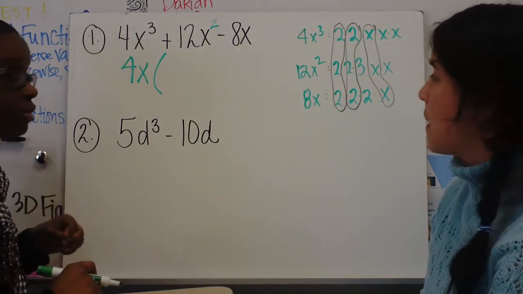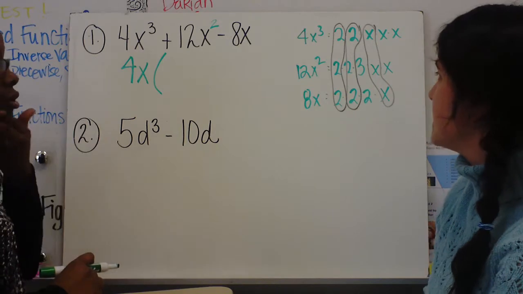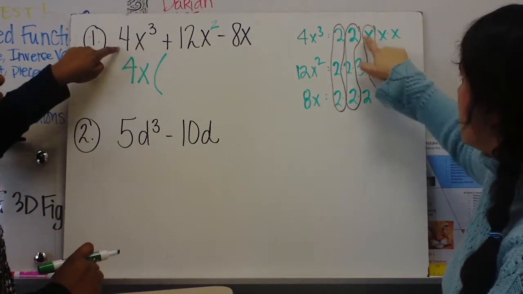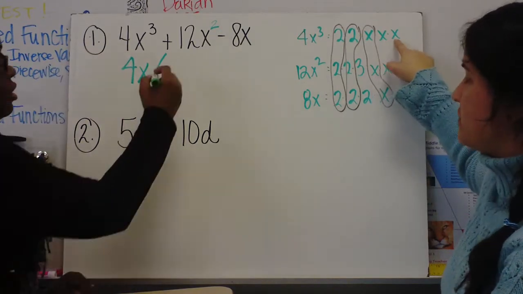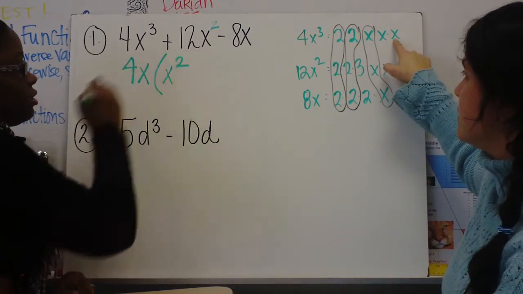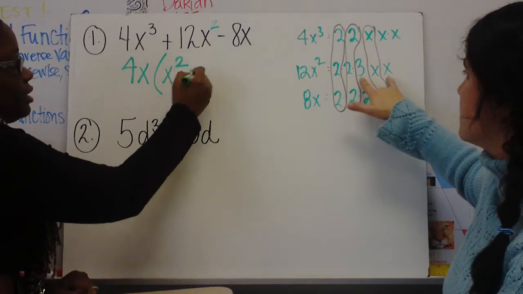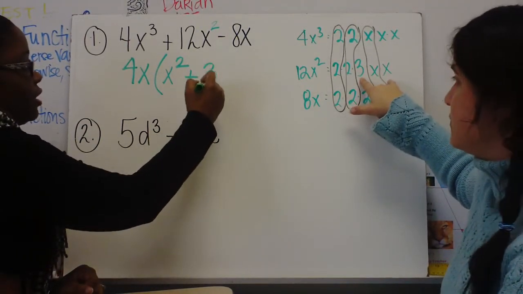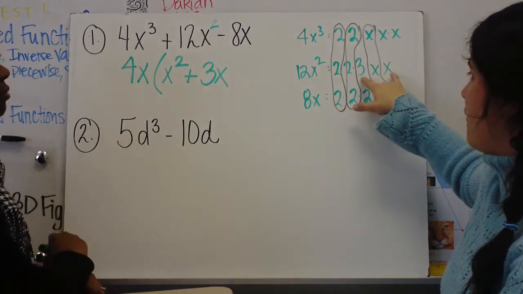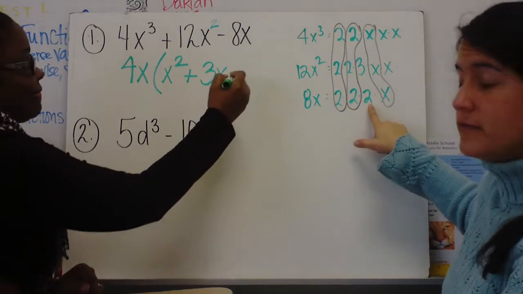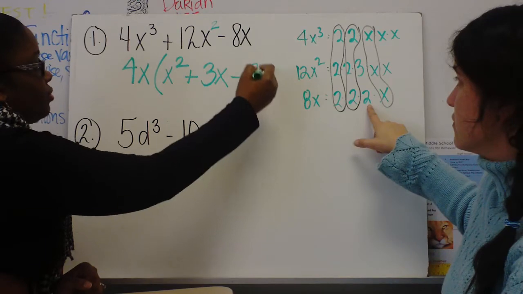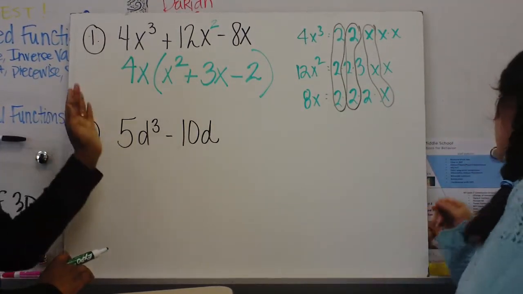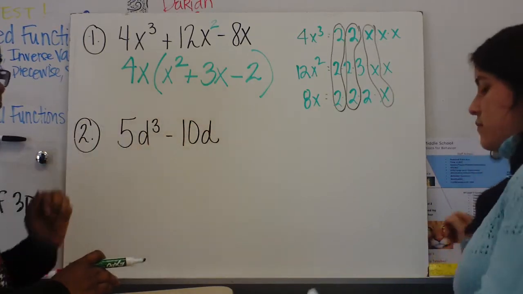You factored it out. And then on the inside, you're going to leave what's left over for each term. So for the first term, what do we have left over? We have x squared. So x times x is x squared plus. For the second term, we have a 3 and an x. So you multiply. 3 times x is 3x. And then for the last term, we have a 2 left over. Minus 2. So we have factored the GCF out and written in parentheses what we have left over.